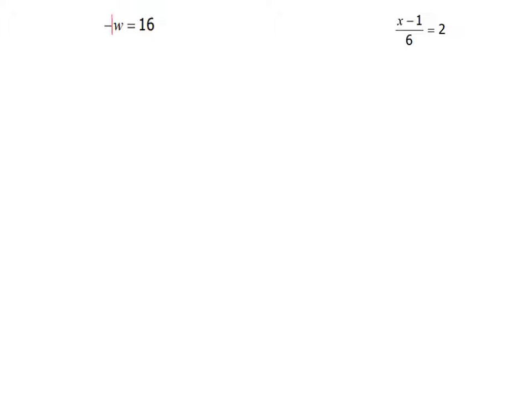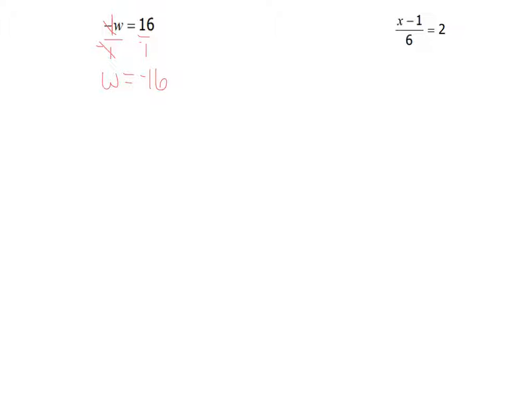So what's the inverse operation of multiplication? Division. So I'm going to divide both sides by negative 1. Negative 1 divided by negative 1 cancels. That becomes 1w. And 16 divided by negative 1 is negative 16. And if you think about it, this kind of makes sense. If negative w is positive 16, then positive w is negative 16, right? The sign has to swap.